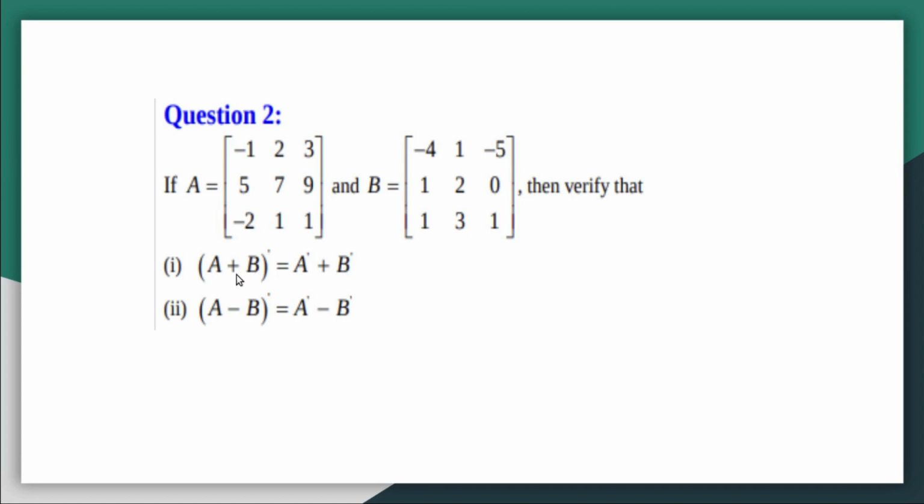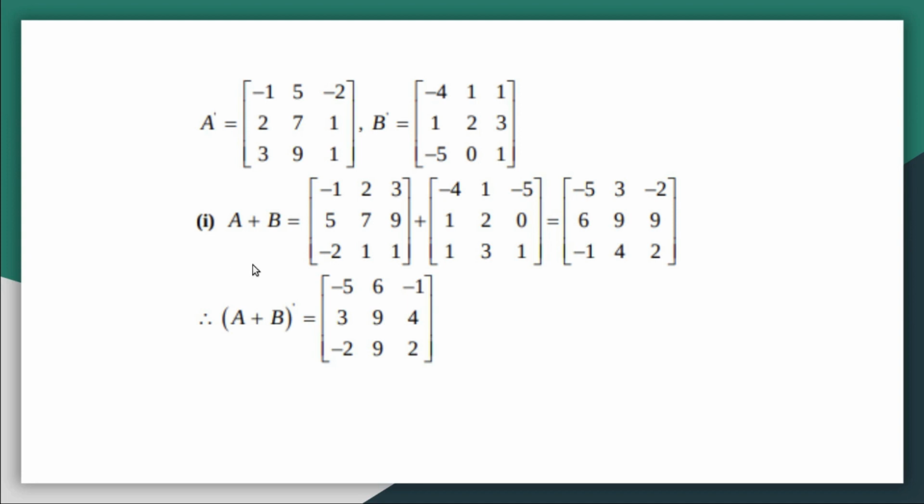First we have to find A plus B. A plus B equals matrix A plus matrix B. Adding these two, add corresponding elements. Both are 3 by 3 matrices, so we can add corresponding elements. Minus 1 plus minus 4 is minus 5, 2 plus 1 is 3, 3 plus minus 5 is minus 2, 5 plus 1 is 6, 7 plus 2 is 9, 9 plus 0 is 9, minus 2 plus 1 is minus 1, 1 plus 3 is 4, 1 plus 1 is 2. This is A plus B. Now we have to find the transpose of this matrix.